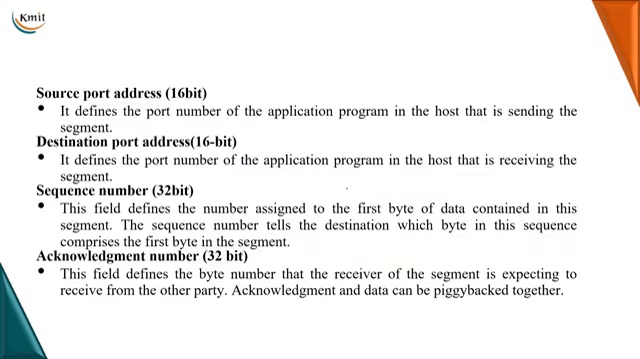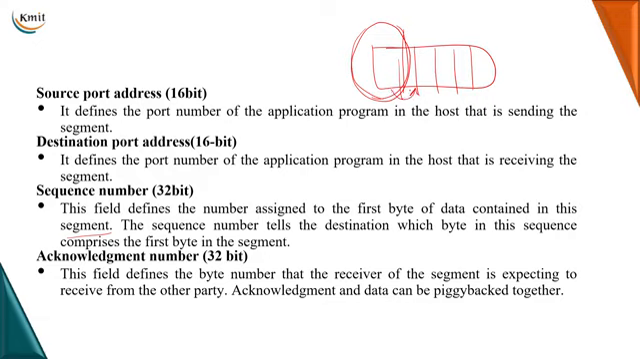What is the sequence number? The sequence number is a 32-bit field which is used to define the first byte of data contained in the segment. That means if you have a segment consisting of a number of bytes of information, it gives you the sequence number of the first byte in the segment. And as you increment the sequence number, you can get the sequence number of the following bytes.